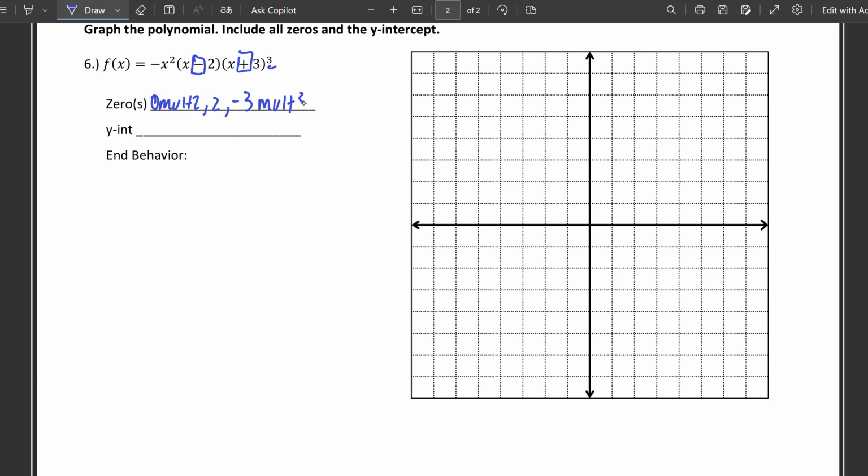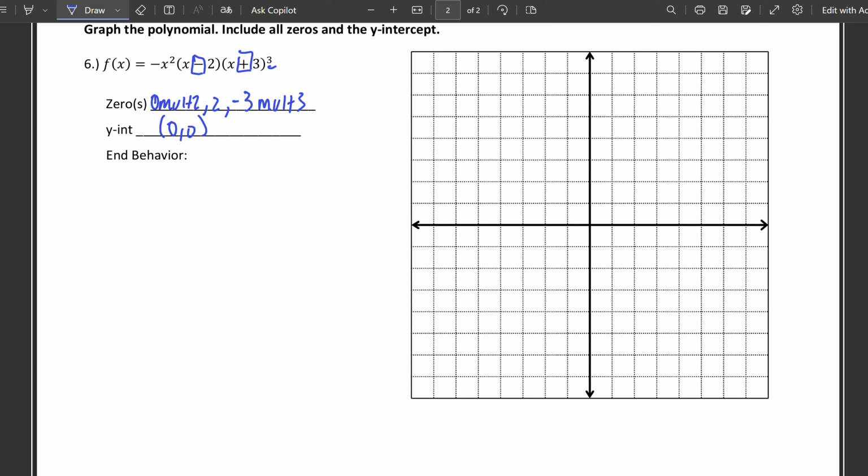So multiplicity of 3. For the y-intercept, same thing: we have the negative x at the very front. Whenever we have the x at the front, just keep in mind that it's going to end up being 0, 0 as well, right?